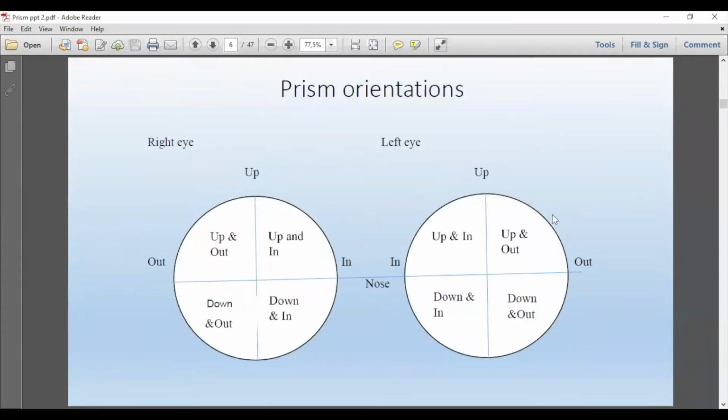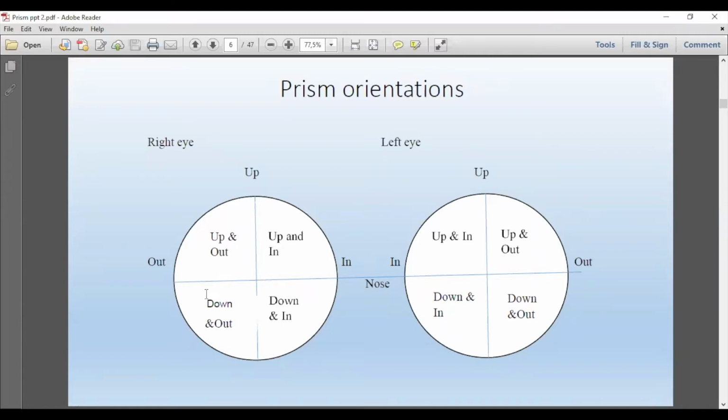Right. Now we talk about prism orientations. Now, there are different ways of doing it. There are different ways of how people write their scripts out. Now, let's take 2 circles over here. This will be for the right eye, and we've got the left eye over here.